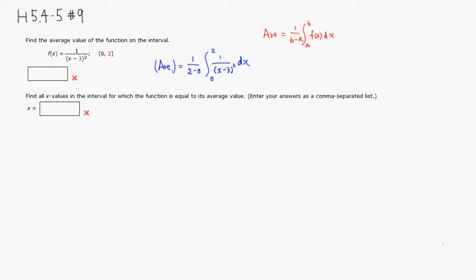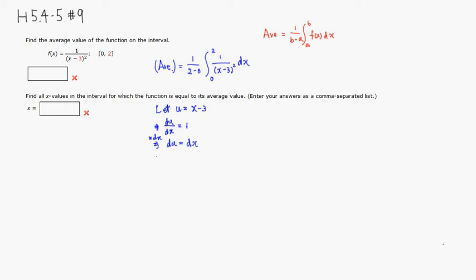Then let's do the substitution here. Let u be x minus 3. Then if you take the derivative of u with respect to x, you get 1, which means du and dx are exactly the same thing.